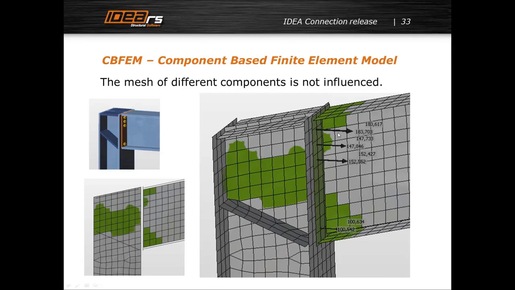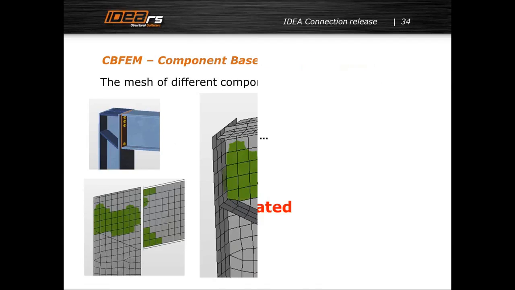This is about how we do the meshing. Important is that the user is not working with this finite element model. This is done automatically. All plates are meshed. All plates are connected by welds. The bolts are introduced with some special springs, and everything is done automatically.